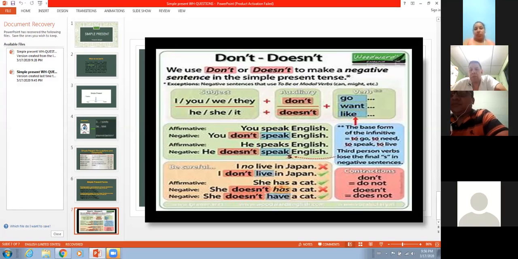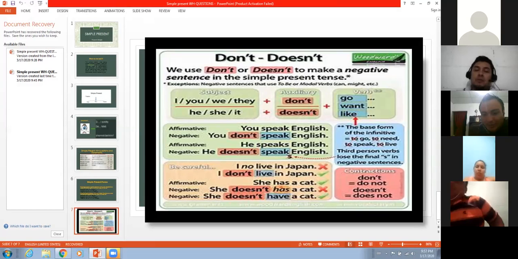Take a look at this next one. She doesn't has a cat. Repeat after me, please. She doesn't have a cat. Tell me, guys, in this particular negative statement, which part is wrong? Has. Why? Doesn't is the auxiliary in a negative way. So what does that indicate? We use the verb in the base form, exactly.